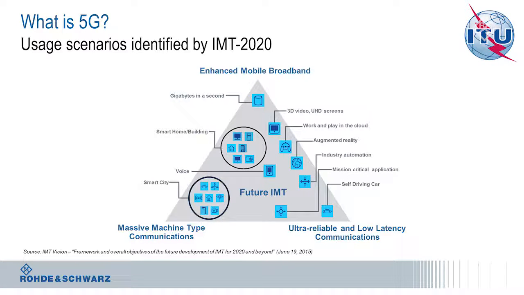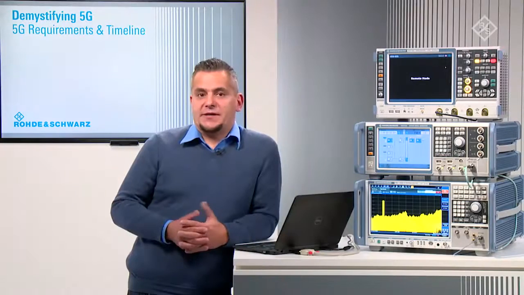First, and it's usual with any new generation of mobile communication, it should be better. Deliver a better user experience with gigabits per second as peak data rates and the average user data rate in the range of 100 plus megabits per second.